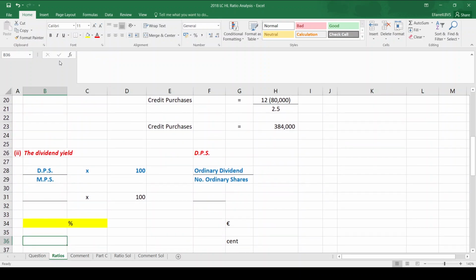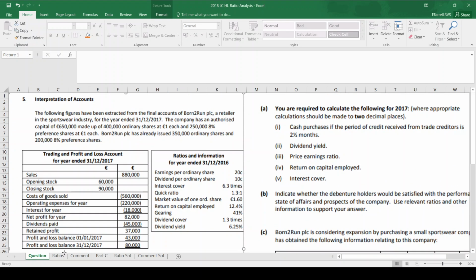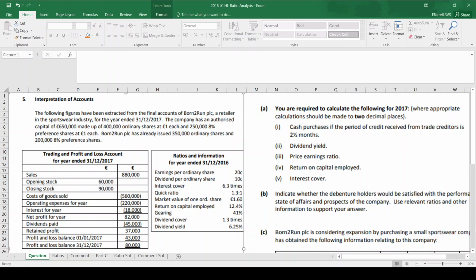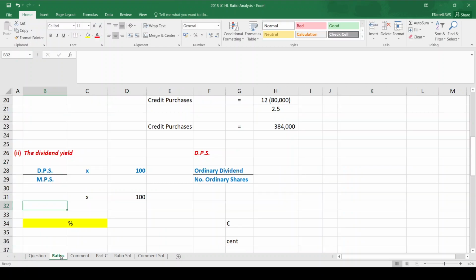The second ratio we're asked to work out is the dividend yield. The formula for dividend yield is dividend per share divided by market price per share multiplied by 100. Now, the market price per share is easy. It's usually given to you in the question underneath the balance sheet. The market price of a share is €1.35. When I'm working with these, I would usually put them in cent, because earnings per share and dividend per share are usually in cents. So market price per share is 135 cents.